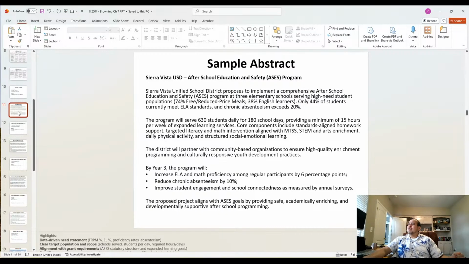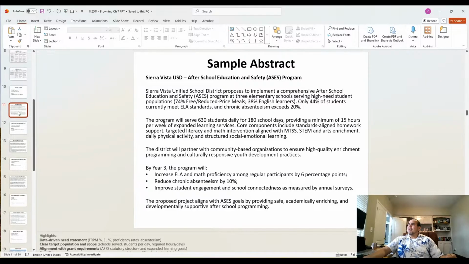Okay, Sierra Vista Unified proposes to implement a comprehensive after-school education and safety program at 3 elementary schools serving high-need students. Only 40% currently meet the ELA standards, and chronic absenteeism exceeds 20%. The program will serve 630 students daily for 180 school days, providing a minimum of 15 hours per week of expanded learning services. Very detailed with the numbers, providing all the numbers, the timeline, how long it's going to last, how many hours, how many students.